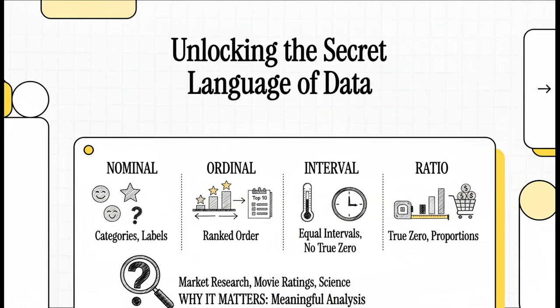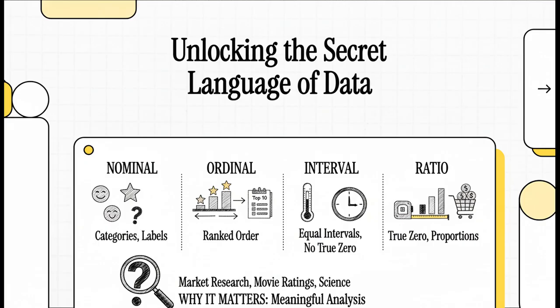You see top 10 lists everywhere, right? But have you ever really stopped to think about them? What's the actual difference between number 1 and number 2, or number 2 and number 7? Well, today, we're going to decode the secret language of data by exploring the 4 scales of measurement.